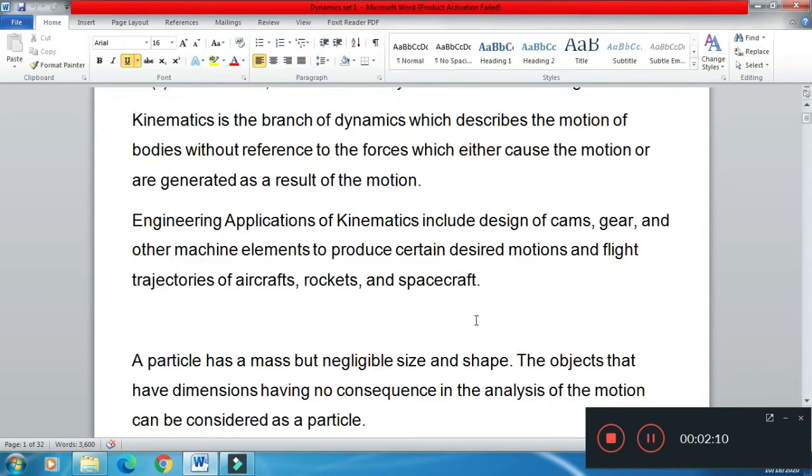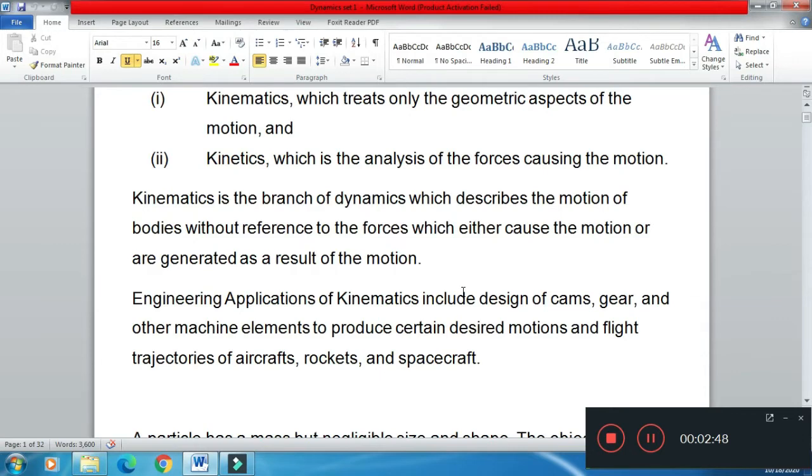The subject of kinematics or topic of kinematics has several applications. Two applications are listed. The knowledge is used in the design of machine components and elements such as cams, gears, and other machine elements, and the study is also applied in the motions and flight trajectories of the aircraft, rockets, and other airplanes.